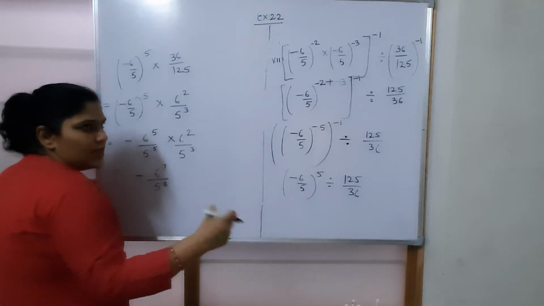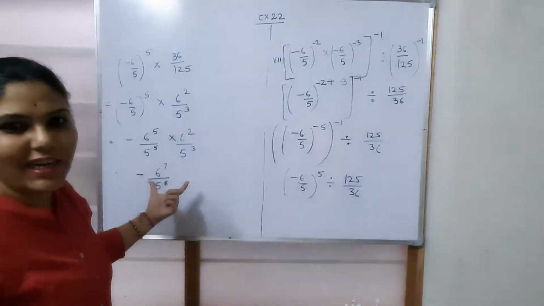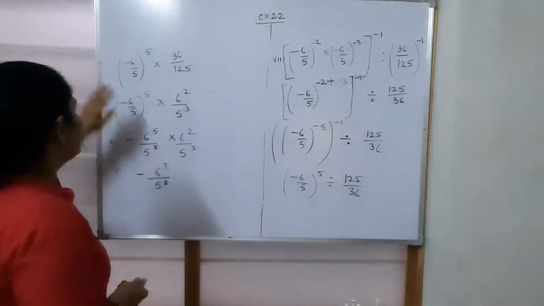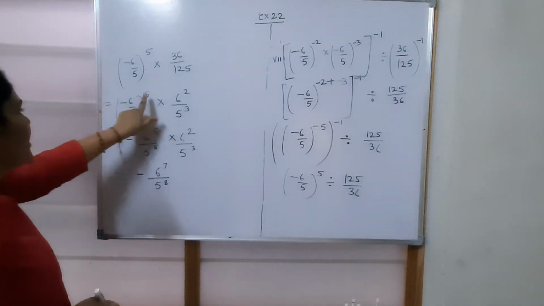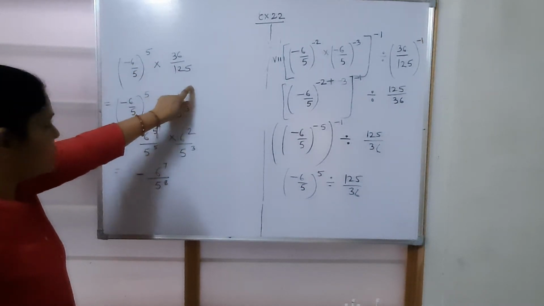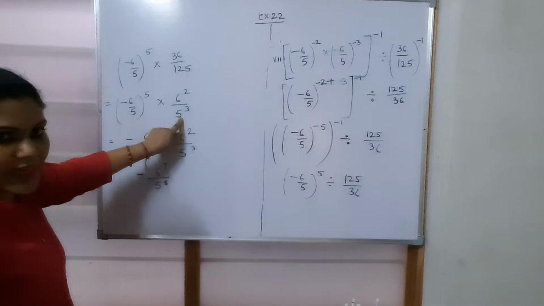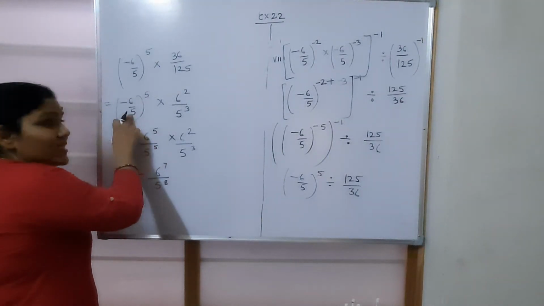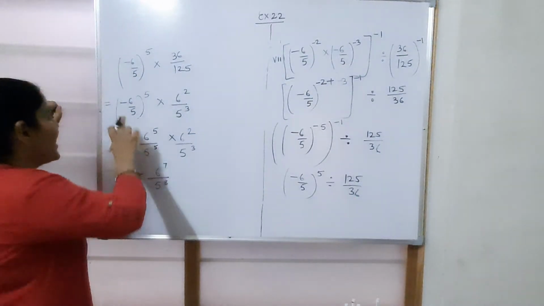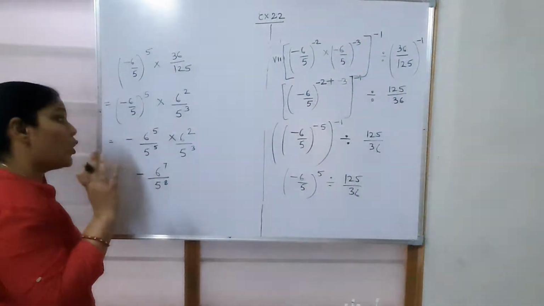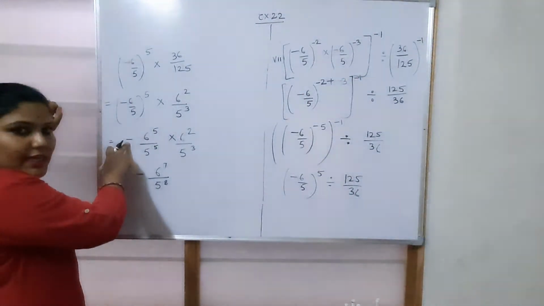6 into 6 into 6 into 6, we can do it, but it is 7 times, so the answer is like that. We can keep it like that only, alright. So just look here, minus 6 upon 5 raised to the power 5 multiplied with 36 can be written as 6 raised to the power 2 and 125 can be written as 5 raised to the power 3. Now, just look here, base is a negative number, fine, minus 6 upon 5, and power is an odd number, so it means we will always get a negative number. That's why I put the minus sign here.